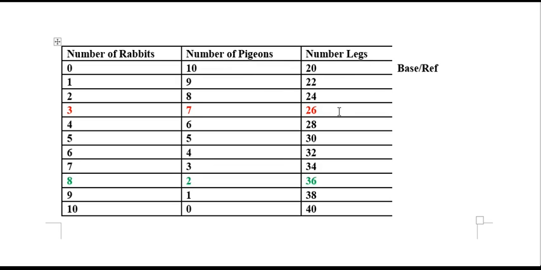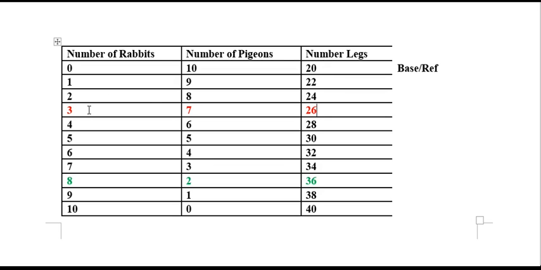Let's see this red row. You have 26 legs. The difference of legs between the red row and the base row is 6. That is 26 minus 20. You have 6 extra legs in this red row compared to the base row. Based on the pattern we just identified, each time you increase the number of rabbits by 1, you get 2 extra legs. Now you get 6 extra legs, so the number of rabbits in this red row must be 3. That's right, here you have 3 rabbits.